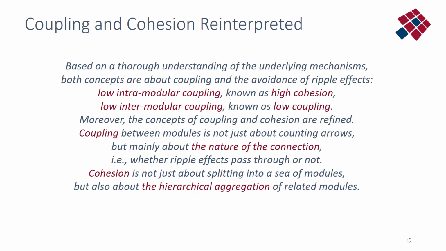If lots of modules use the same underlying module, that's also called reuse. That's not bad in itself. It's, however, about the nature of the connection. If the ripple effects pass through, that's bad coupling. And cohesion is not just about splitting into a sea of modules. We also need to consider the hierarchical aggregation of related modules, but we will come back to that in the next part.